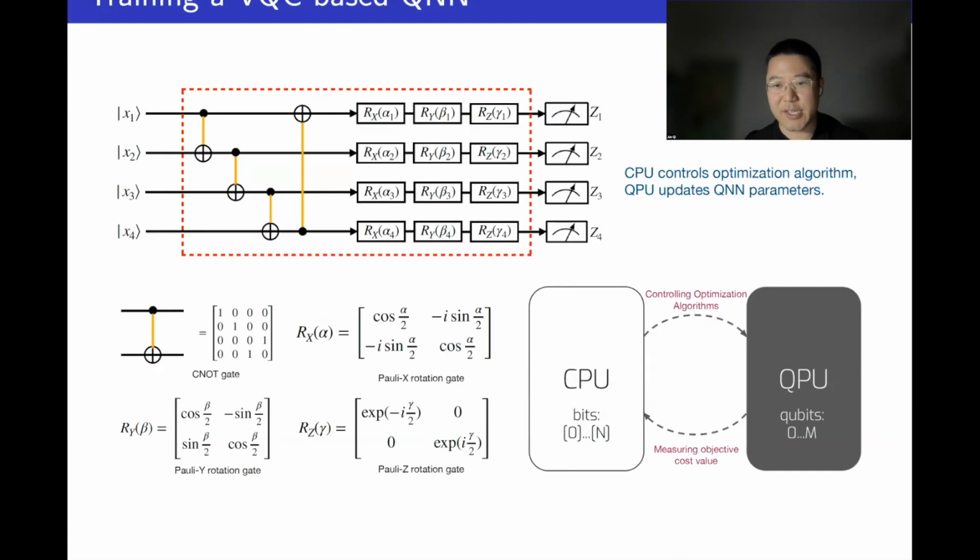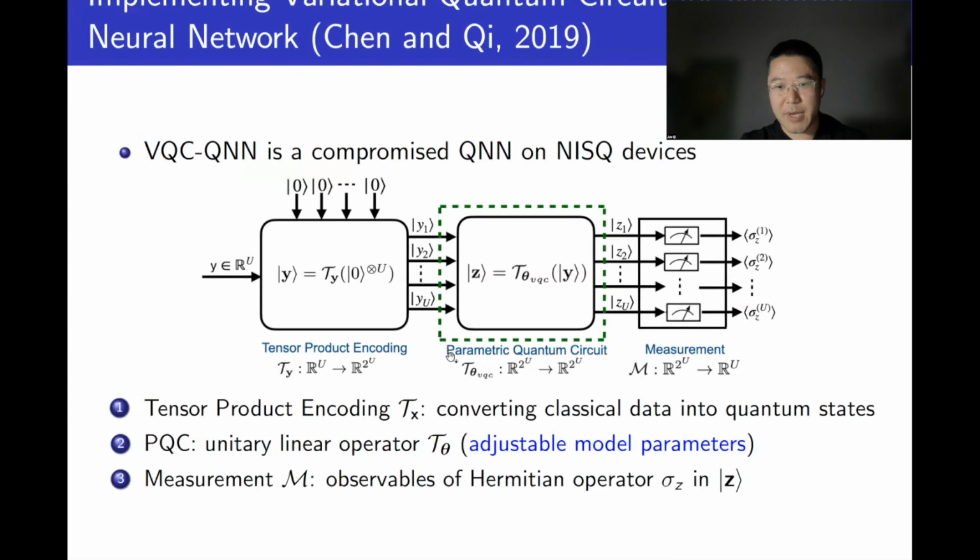And the GPU just stores these quantum circuits and outputs the measurement, giving feedback to the CPU. This architecture is an example of a PQC. PQC is a parametric quantum circuit. It's just a unitary linear operator that transforms the input quantum states into the output quantum states.